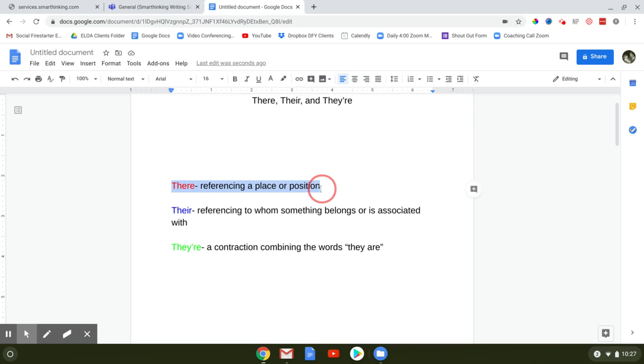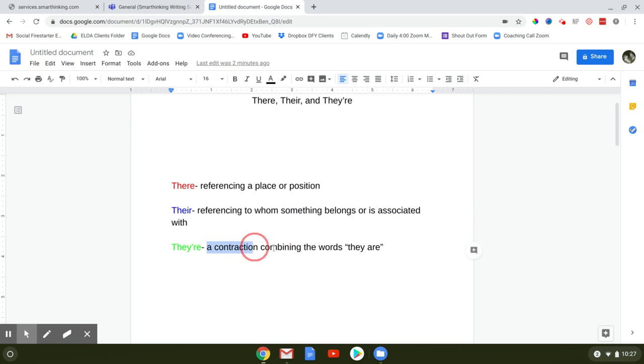So first thing we're going to note is there. The definition of there is when you reference a place or a position. So if you say, my house is over there, or there is where I set my breakfast, right? Those are positions or places that you're putting something, so you use this there. The next there is referencing to whom something belongs or is associated with. So if I say, where is their classroom, right? That's the classroom that belongs to them. Or their cars are parked outside. The cars belong to them. So we're referencing something that is theirs, and therefore we use this version of there.